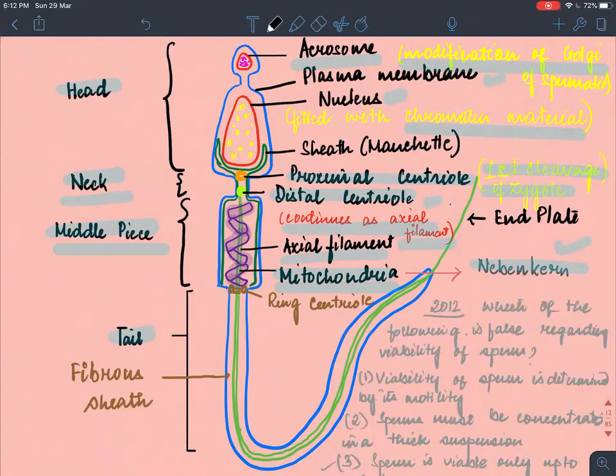And then we can also see this ring centriole found here, and the tail region which is surrounded by a fibrous sheath. So with this, we have understood a little about the structure of the sperm cell.